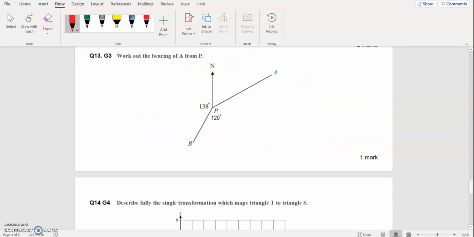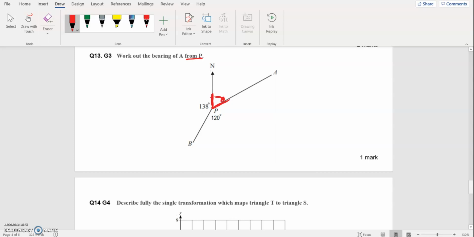We now have to work out the bearing of A from P. So it is from P, that's our starting point. P is the point here, so we go up to the north and we go into A, which is here. So we're looking at this angle between them two. And how do we work that out?